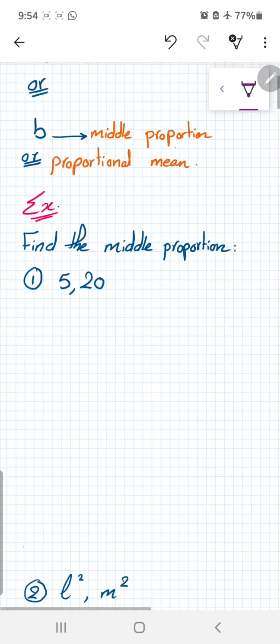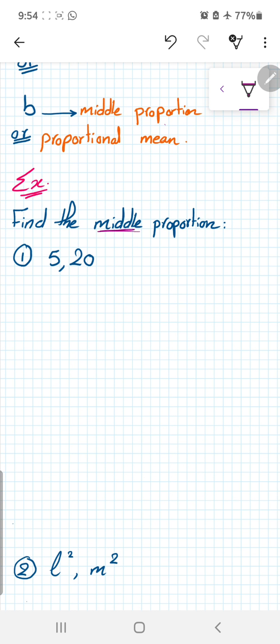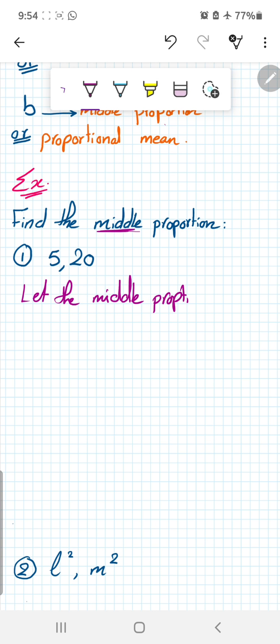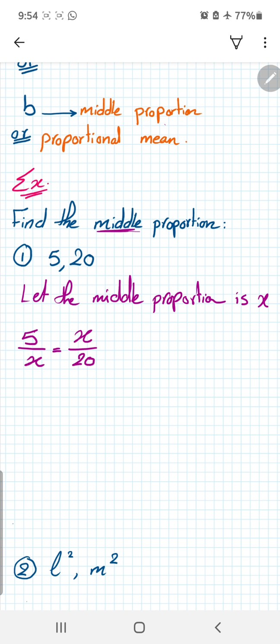Okay, we have some examples. Number one, find the middle proportion. First, let the middle proportion be any letter like X. Then write 5 over the middle, repeated in the middle, so 5 over X equals X over 20, and make it an equation. So make cross multiplication.